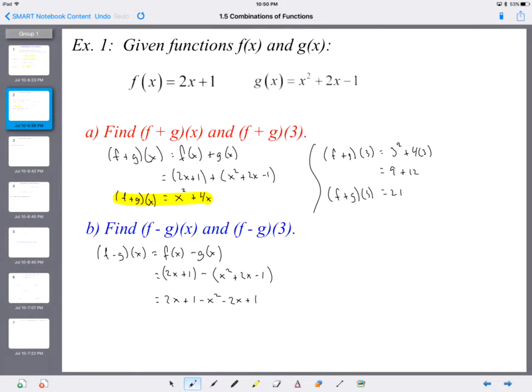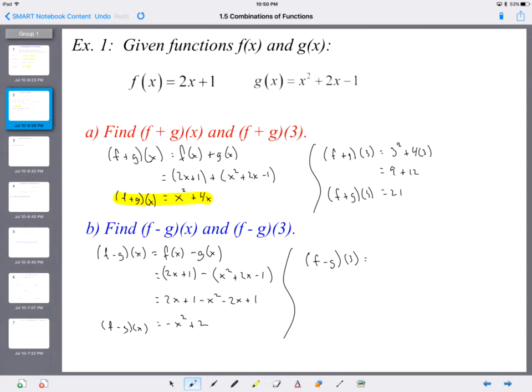And then now you can combine, once again putting it in standard form. We have negative x squared, the 2x is canceled, and then the 1 plus 1 gives you plus 2. So f minus g of x is equal to negative x squared plus 2. And then once again the second part, f minus g of 3.